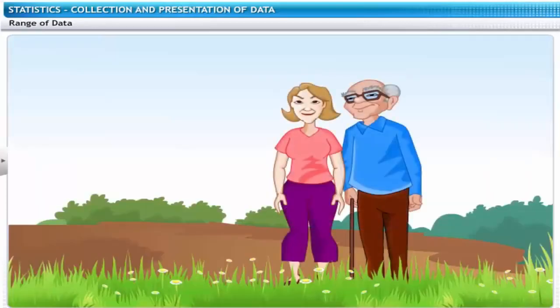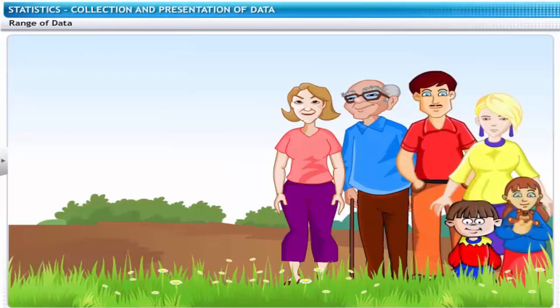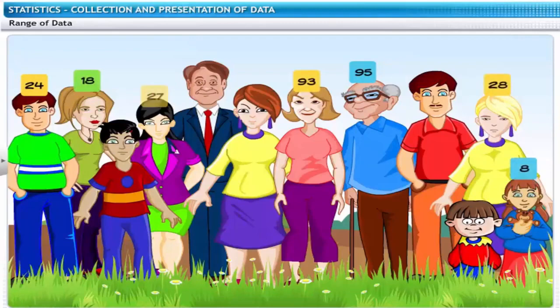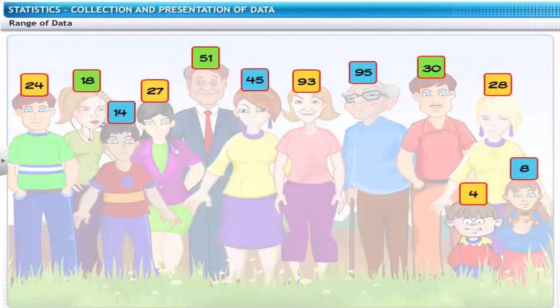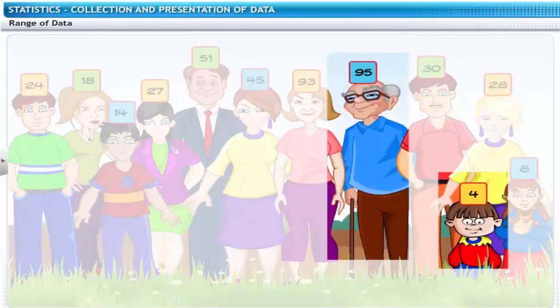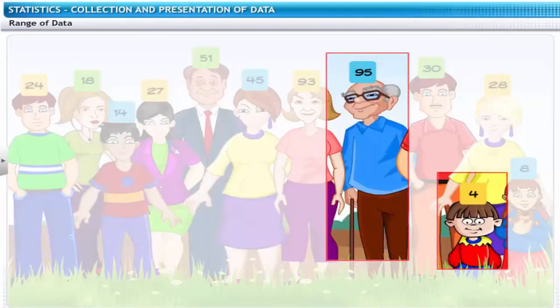Mrs. and Mr. Longlife are both in their 90s, and they have a happy joint family. A rather large happy joint family. Let us look at the ages of all the members in this family. It would be interesting. As you can see, the data of ages of the different members of Mr. Longlife's family is quite an interesting mix. Can you notice the ages of the oldest and youngest members of the family?